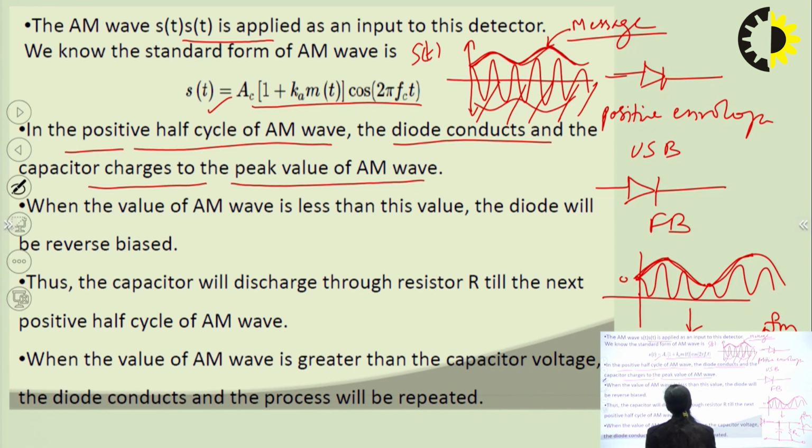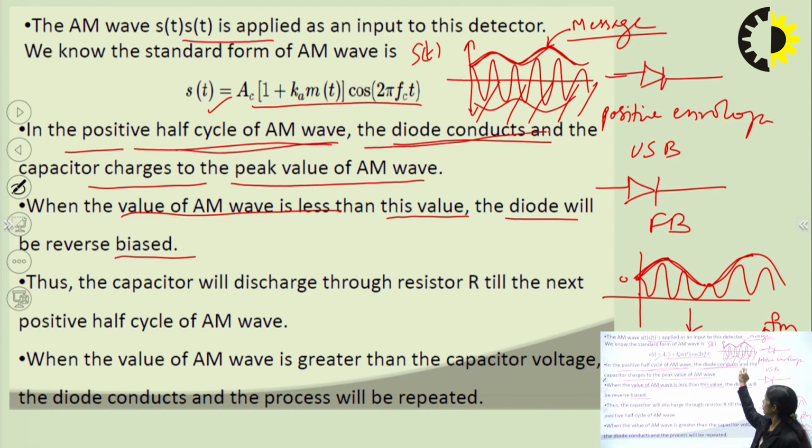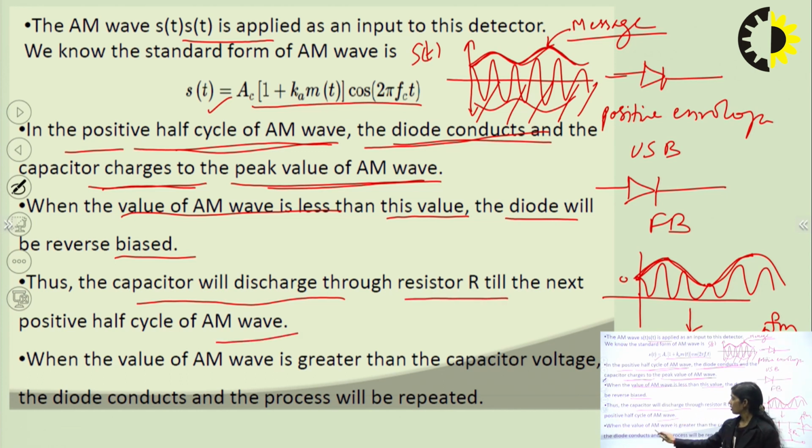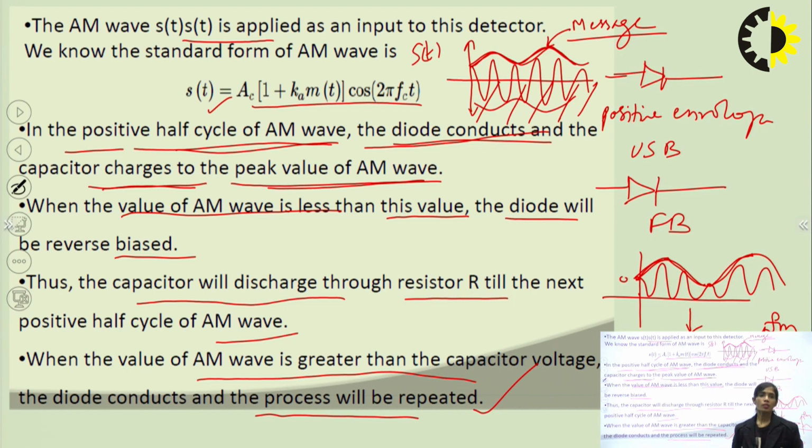So this is written here: when the AM wave is less than this value, the diode will be reverse biased, and for the positive half cycle of the AM wave, the diode will be conducting and accordingly the capacitor charges to the peak value of the AM wave. Thus, the capacitor will discharge through the resistor R till the next positive half cycle of the AM wave. When the value of the AM wave is greater than the capacitor voltage, the diode conducts and the process is repeated. This is how the detector works.